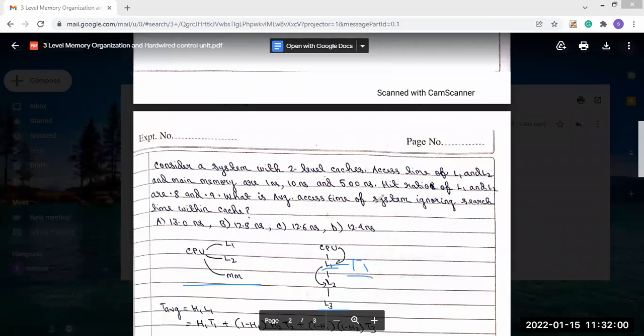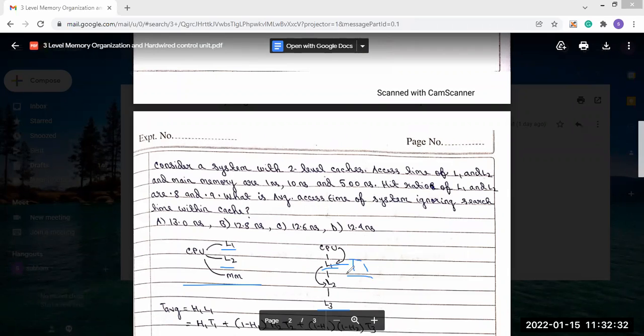But here it is saying what? Access time of the system ignoring search time within the cache. That means it is saying to ignore this search time. So where can we ignore it? Because in this case, each and every device is searching in parallel. So that's why this device's search time we didn't consider. We can do that here, but in the hierarchical case, we cannot do this.